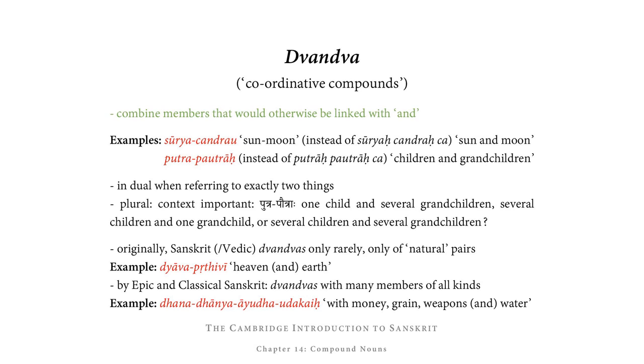Originally, Sanskrit, or more specifically Vedic, used dvandvas only rarely and only of natural pairs and only with two members. For example, Dyava-Prithivi, which is heaven-earth, or in English, heaven and earth. But by epic and classical Sanskrit, which is what we're here focusing on, dvandvas would be used with many members, not just two, and members of all kinds that might just be listed together without naturally having anything to do with each other. So, for example, you find dhanya-ayudha-udakaih, which means with money, grain, weapons, and water.